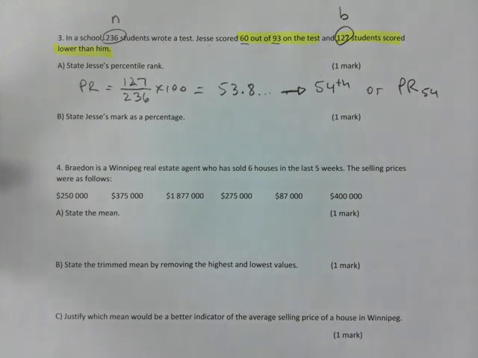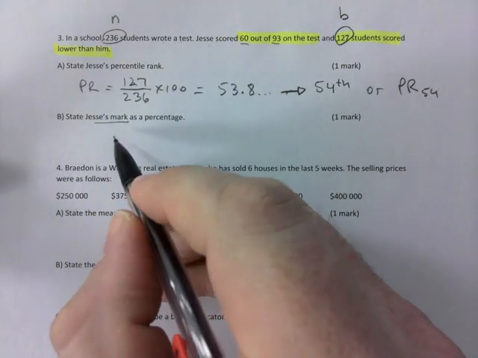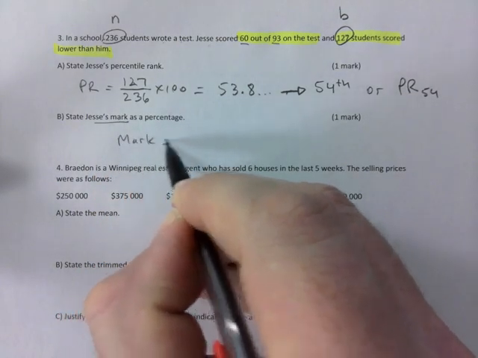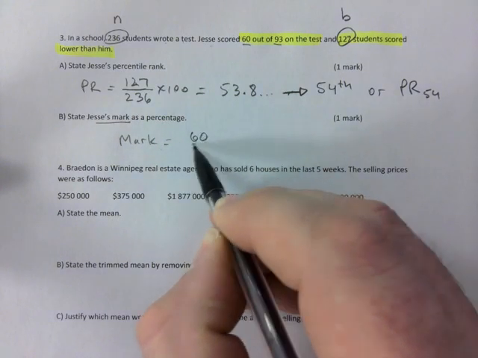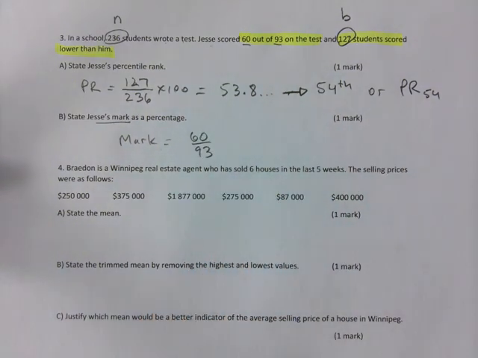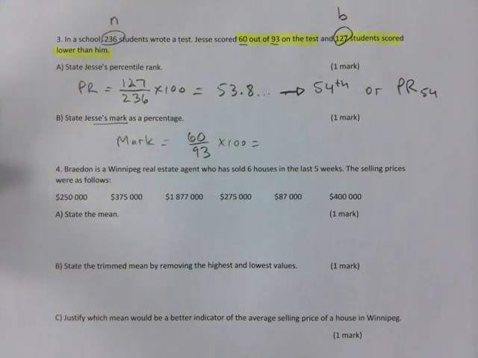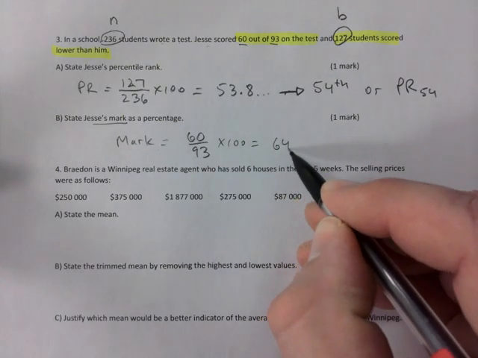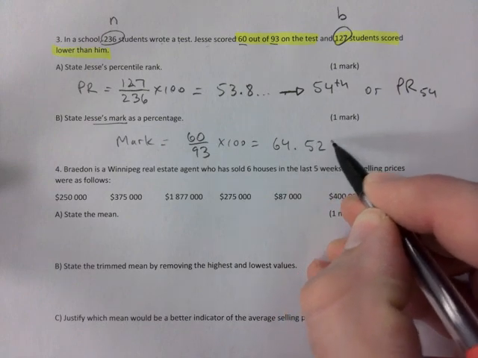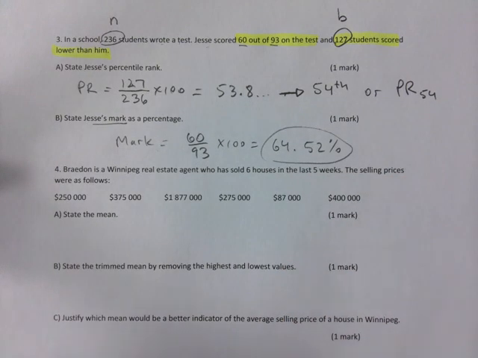So state Jesse's mark. The mark would be 60 out of 93. The way you always calculate it when you write a test or quiz, and we're going to multiply that by 100. 60 divided by 93 times 100, so 64.52%. I know that on a test I would probably round that to 65%, but it's okay here. How can we combine these two results?